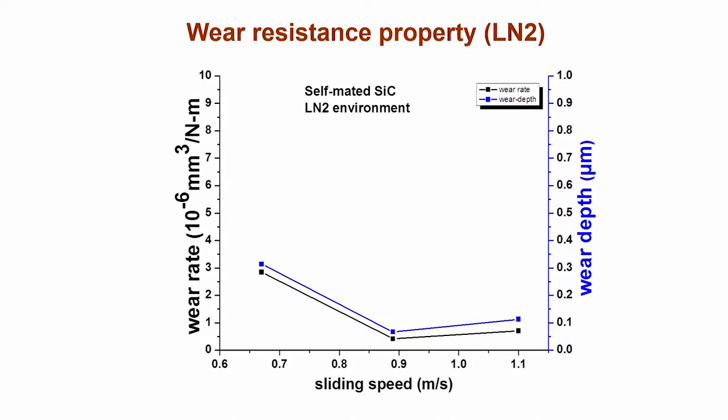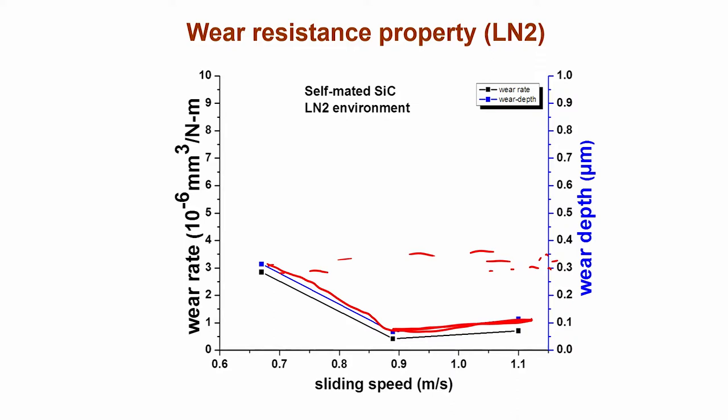Now, as far as the quantitative data on the wear resistance is concerned, these are the results we have obtained in liquid nitrogen environment based on the laser surface profilometric analysis of the sliding track. What we got is that the wear depth is fairly small. So, wear depth is less than 0.4 micron, okay. This is the wear depth, and wear depth decreases as you increase the speed, and it reaches almost a steady state value of around 0.1 micron.